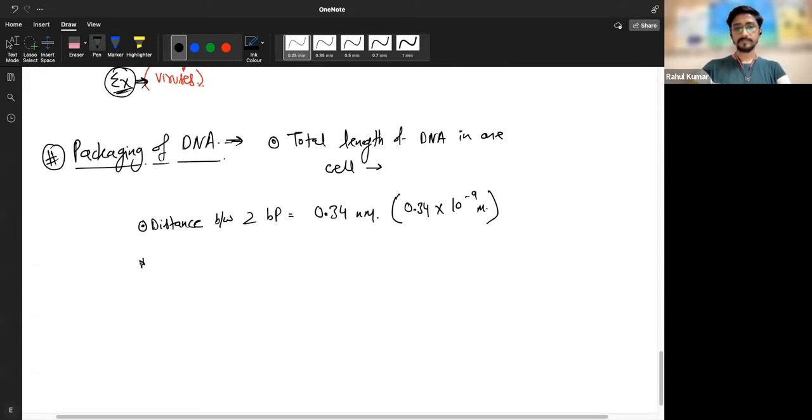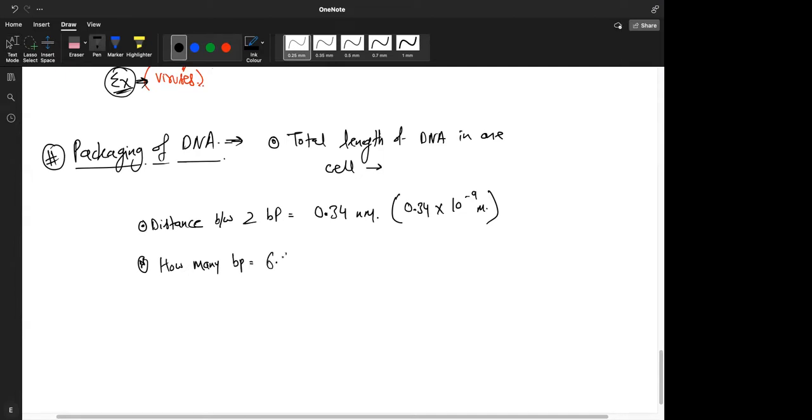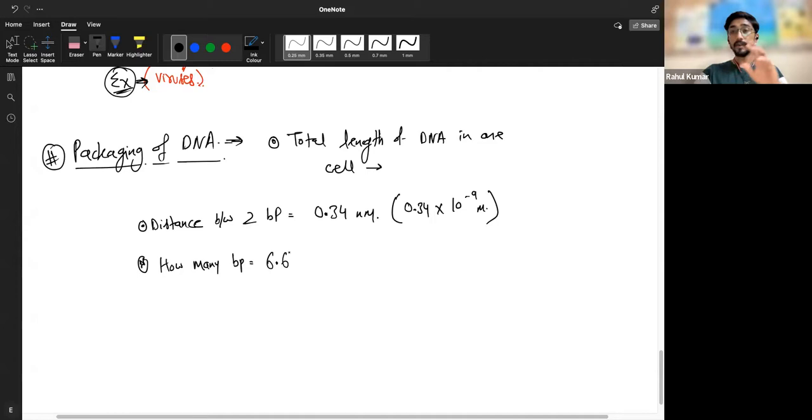Now second thing, how many total base pairs are there? Any idea? Total number of base pairs? It is 6.6. I'm taking the diploid set of the genome. If it is haploid, it is 3.3. So a gamete has 3.3, but a normal cell has 6.6 into 10 raised to power 9 base pairs.